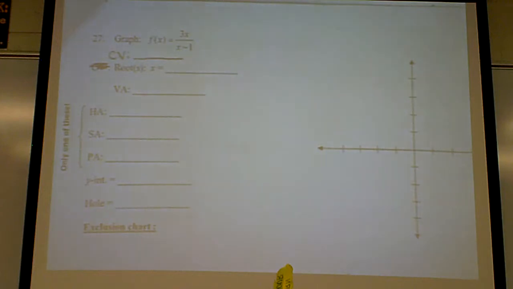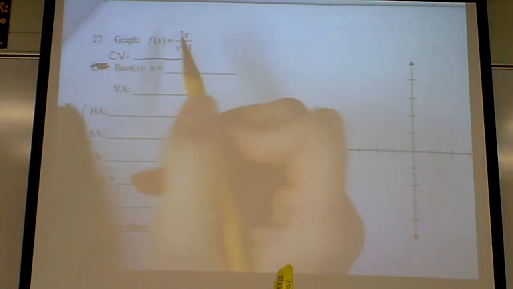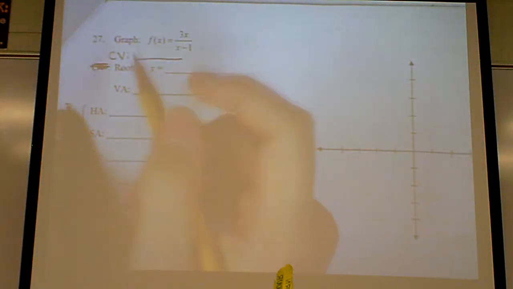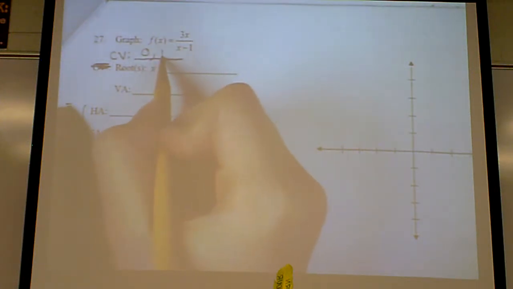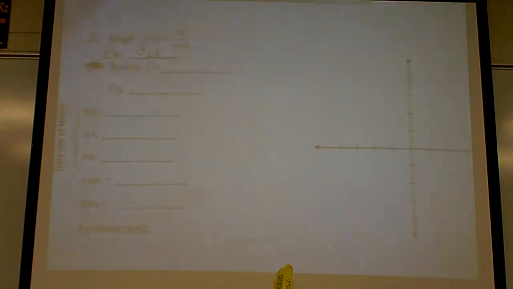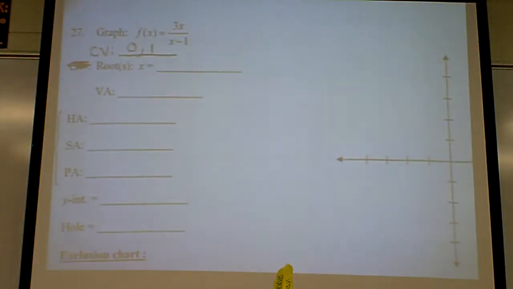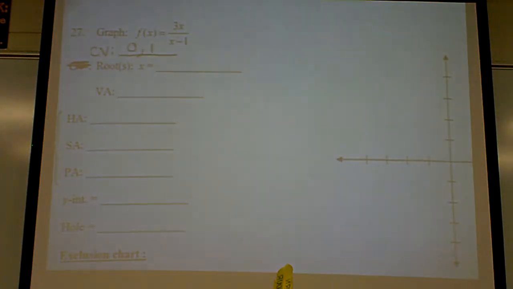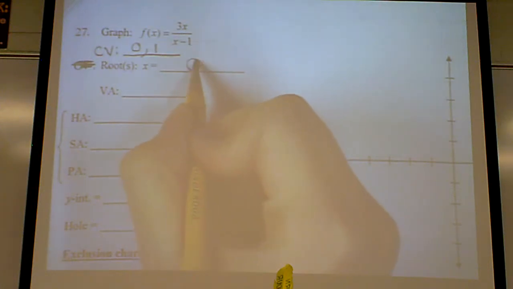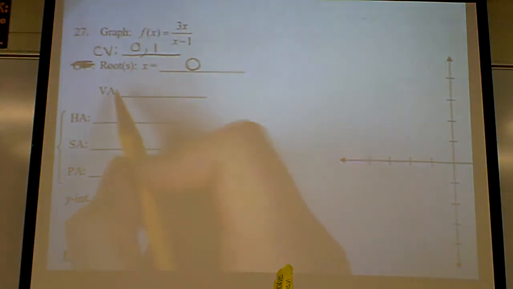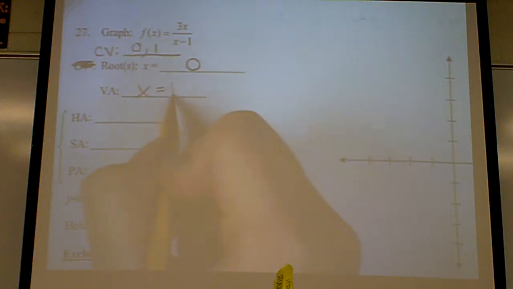Factored for us? Already factored for us. So what are my critical values? Remember what the critical values are? Critical values are 0 and 1. So these are the numbers that make the numerator and the denominator equal to 0. So which one of these is my root? 0, 0. And my vertical asymptote is x equals 1.